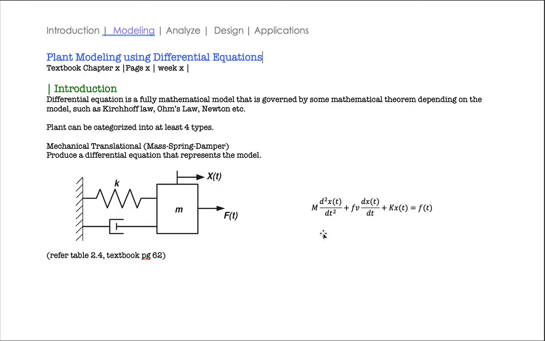Then we transform them into a differential equation here, which is m. The value of m depends on the system, so we can compute it later, but as of now we just consider m, right? And then Fv is the value of this viscosity damper, K is the spring constant, F is the input, right? So this is the differential equation that represents this system.